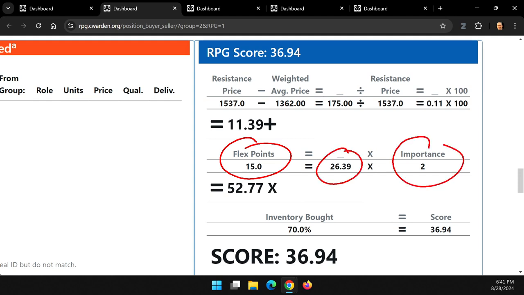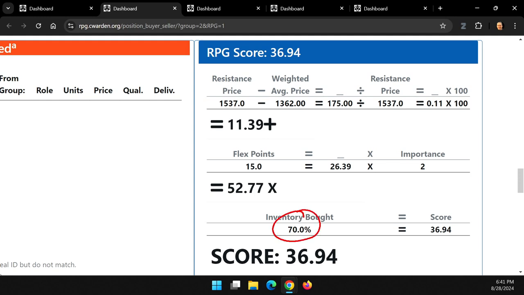And then we have importance. So you can see here what happened. They did pretty good here. And their flex points, not bad. But their importance, they set too low. It's 2. 1 would be even lower, but 2 is pretty low. So this is not going to increase their score very much. So basically just doubling it, and we get 52.77. And then they didn't buy all their inventory, 70%. So now we're going to get 70% of 52.77. And we end up with the final score of 36.94.